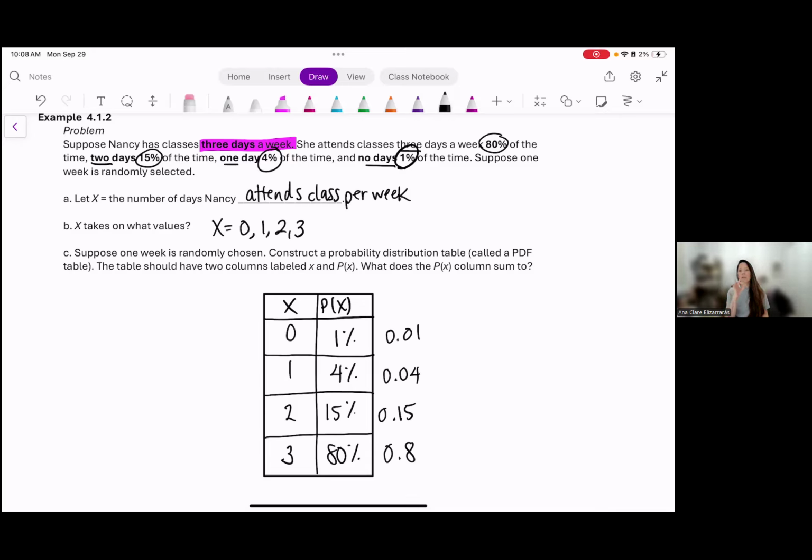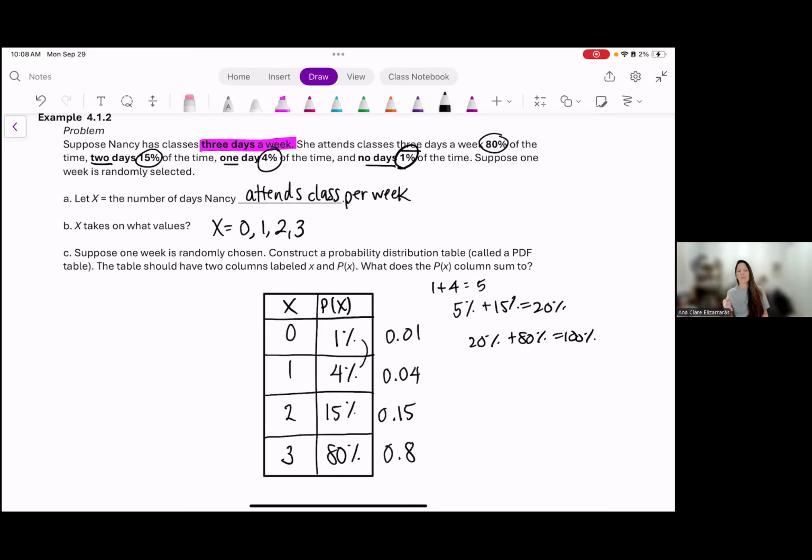Now, notice that the difference between the percent and the decimal was 2 decimal places. And that's because when you're converting from a percent to a decimal, you're dividing by 100, which essentially moves the decimal twice to the left. Okay, so the table has 2 columns. What does the P of X column sum to? 1 plus 4 is 5%. 5% plus 15% is 20%, and 20% plus 80% is 100%.